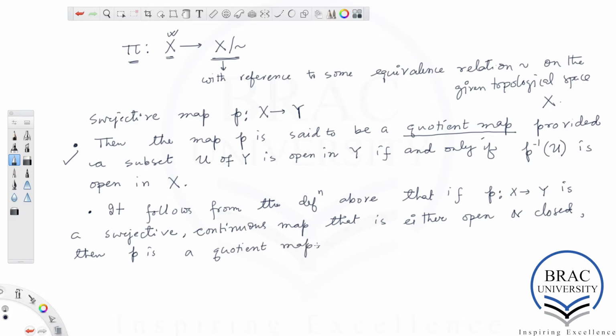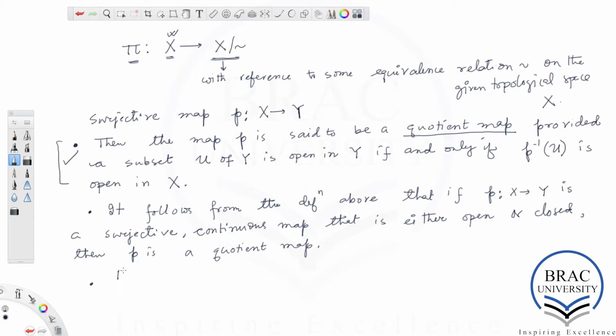So what you need to do is first assume that this map P between these two topological spaces is surjective, continuous, and say first take it to be open. So you take this surjective continuous map P between the topological spaces X and Y to be open, and then use the definition and immediately see that P is a quotient map. Similarly, using the definition of continuity, you can also check that if this map P between the topological spaces X and Y is surjective, continuous, and closed, then P is also a quotient map. You need to verify this.